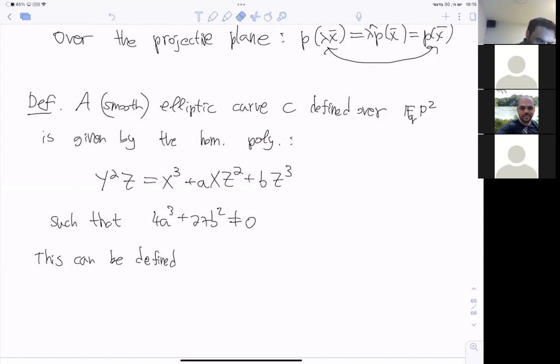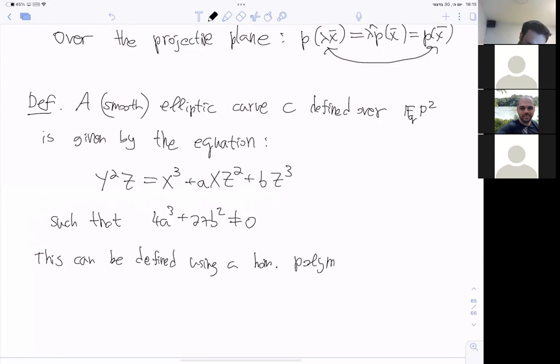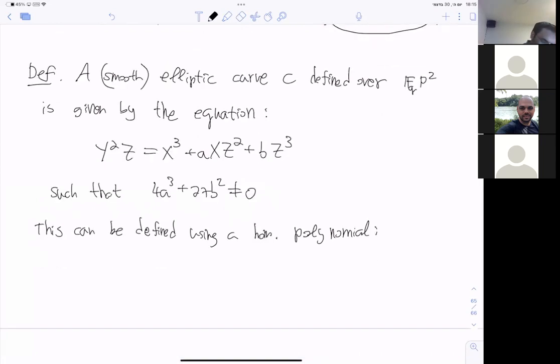Here it's not given by a homogeneous polynomial, it's given by just this. But this can be defined using a homogeneous polynomial, because this is an equation. This is not a polynomial, this is an equation. But this can be defined using a homogeneous polynomial, which is the following one.